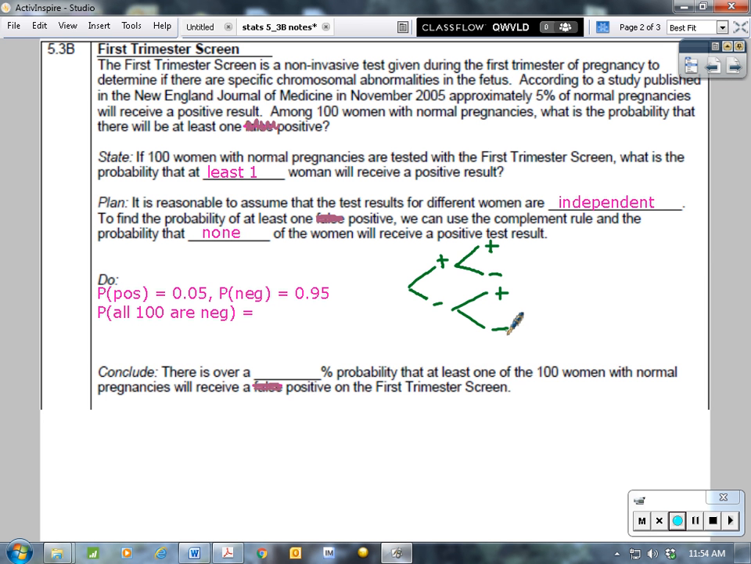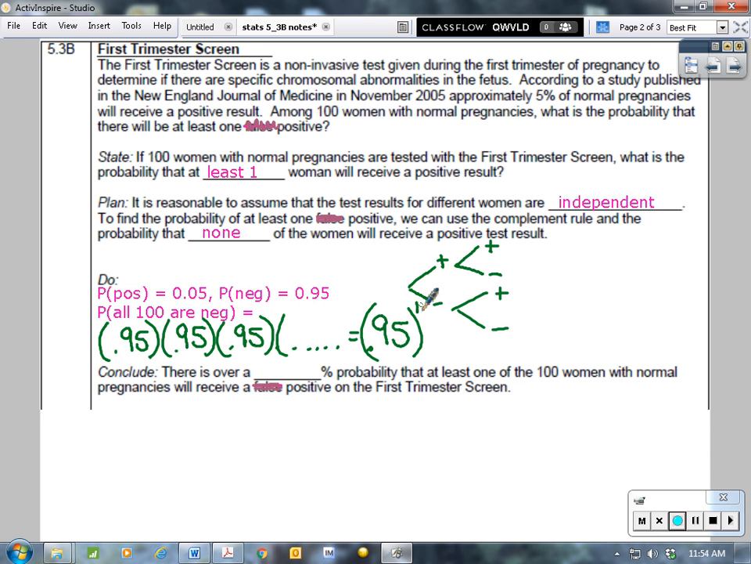So the probability of the first one is negative, 0.95. The second one is negative, 0.95. The third one is negative, 0.95. And so on and so forth. So really, I end up with 0.95 for all of the 100. So I can calculate that, 0.95 to the 100th power. So on my calculator, I'm going to do 0.95 to the 100th power.